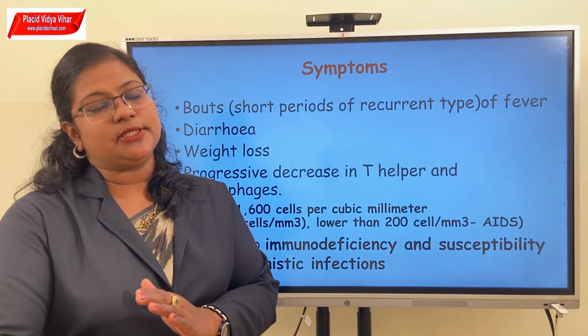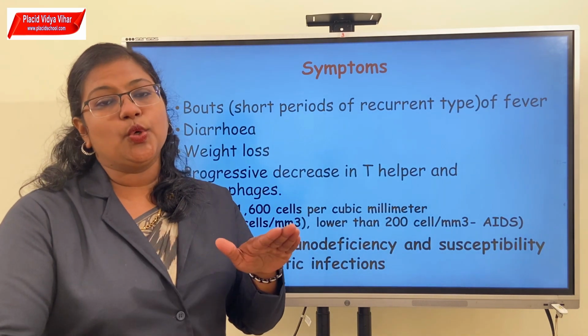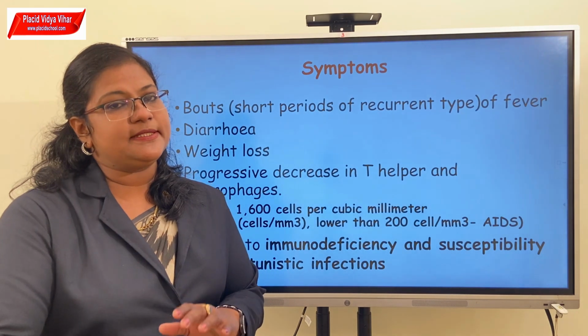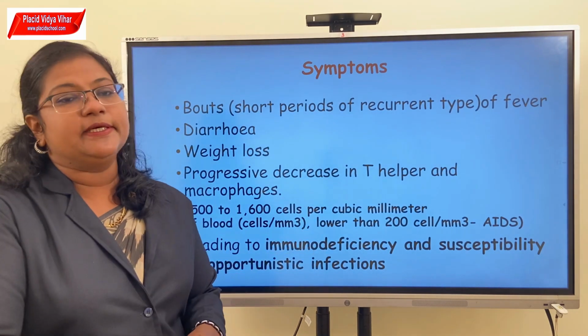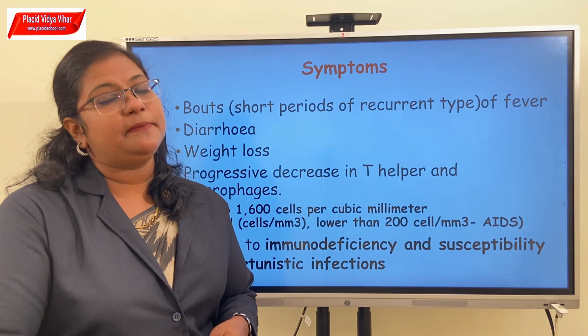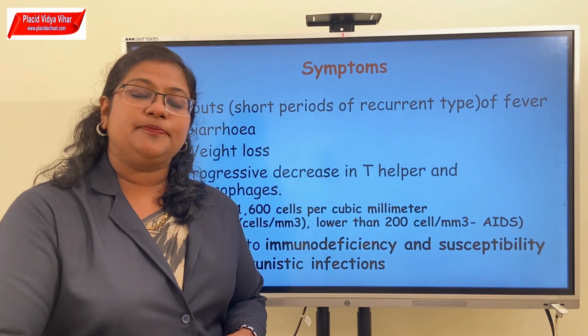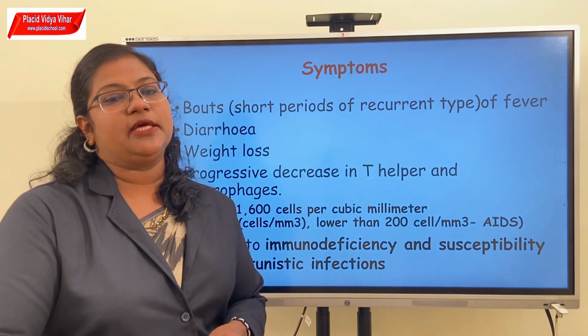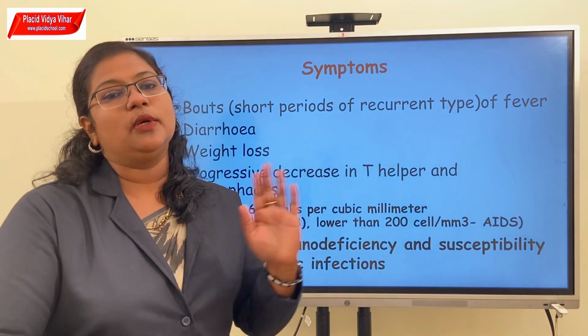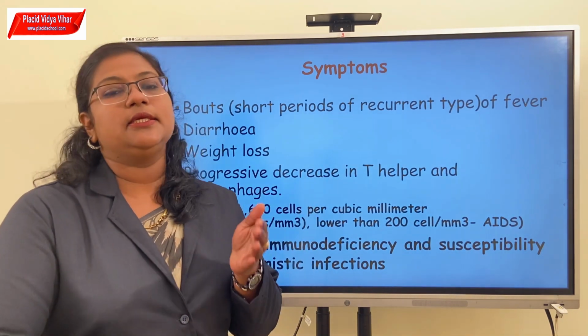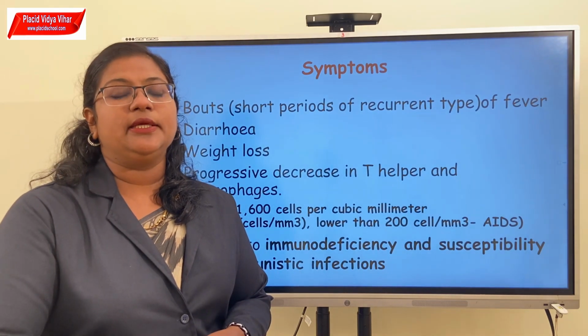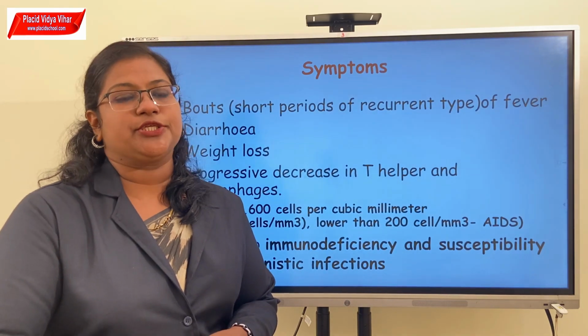And by stage 3, you will have a very low cell count of CD4 plus cells. You can see the numbers here. Below 200 cells per millimeter cube of blood will indicate that the person has proceeded to stage 3 of HIV infection, which is actually called AIDS. Until then, it is referred to as human immunodeficiency viral infection.